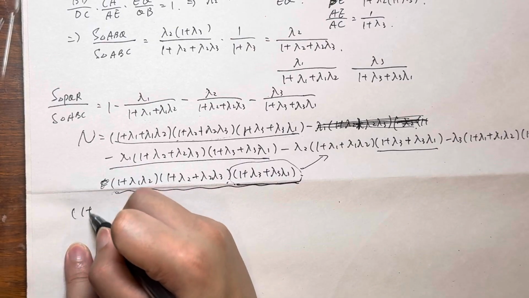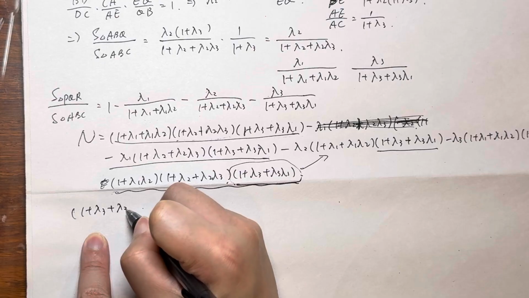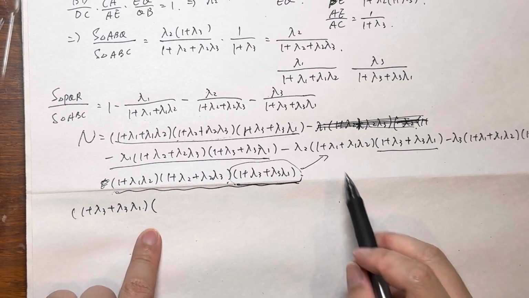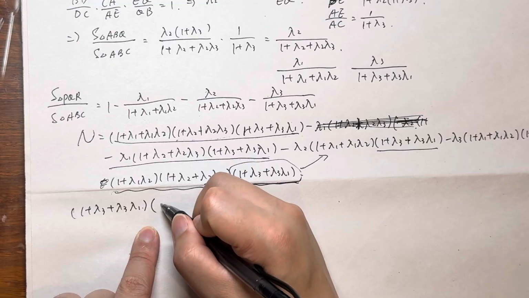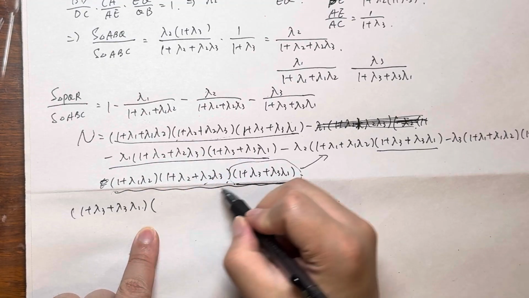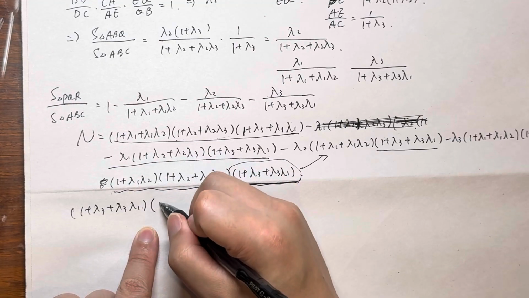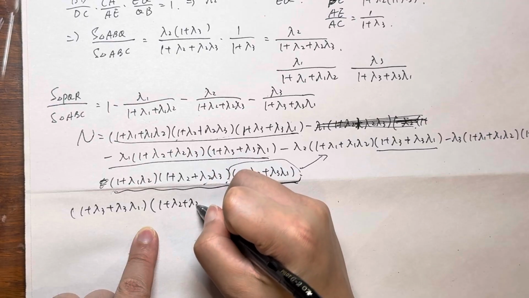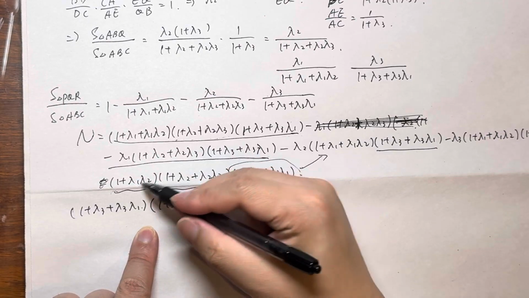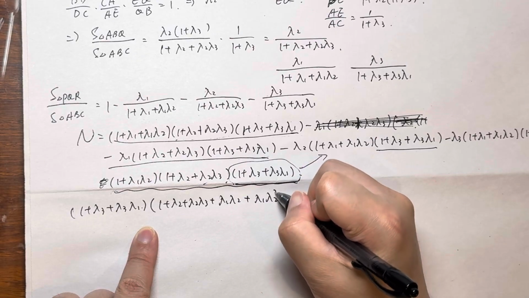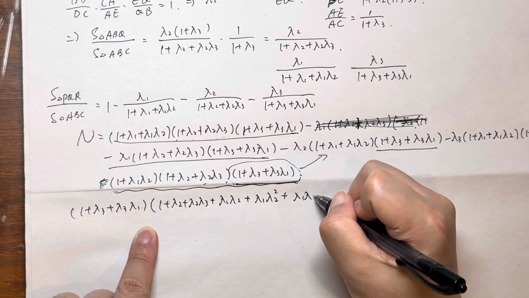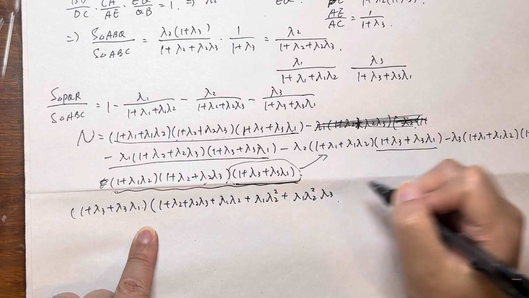Then we have 1 plus lambda 3 plus lambda 3 lambda 1. And for the first term, I'll just expand this one. So 1 plus lambda 2 plus lambda 2 lambda 3 plus lambda 1 lambda 2 plus lambda 1 lambda 2 squared plus lambda 1 lambda 2 squared lambda 3, right?